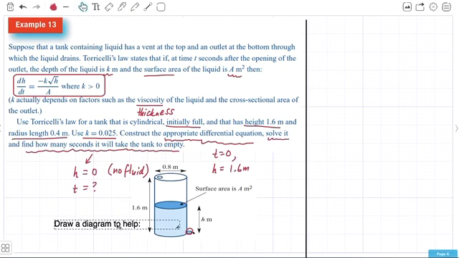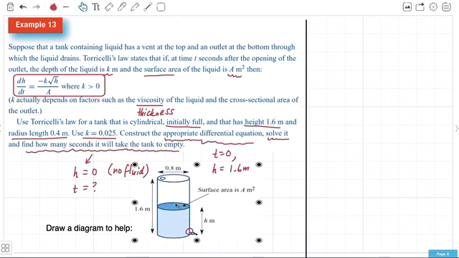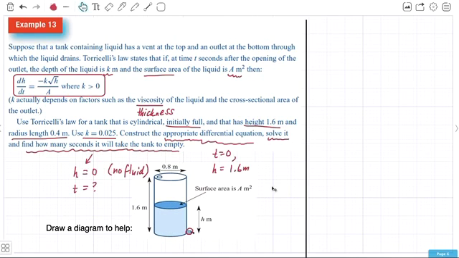So I've just put under here a diagram. Diagrams always help. This particular diagram is out of the textbook, so it's a nicer looking one than I could draw. You can see here you've got the height and also the diameter of the tank shown. And you can see the surface area here is A meters squared. Now we know that the radius of this tank is 0.4 meters.